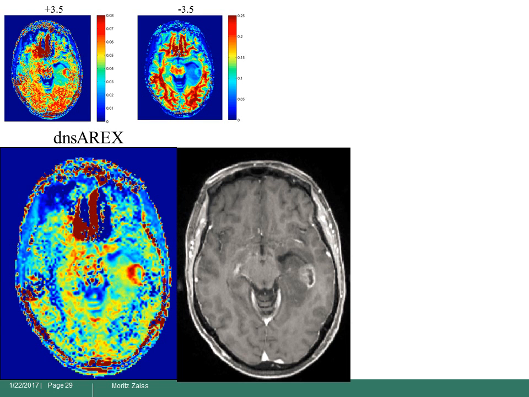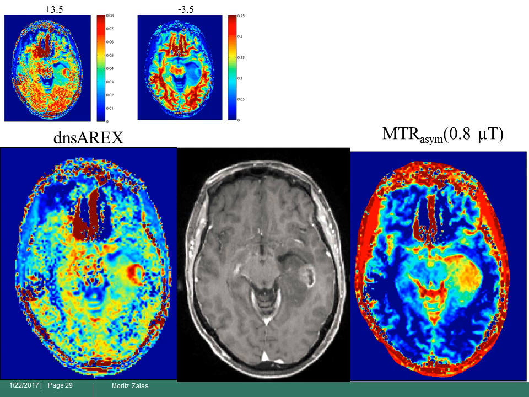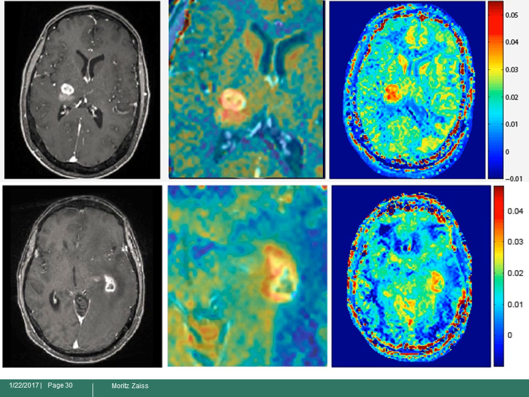And what we then saw in tumors, so we used these two contrasts, and now we calculate this new downfield-NOE-suppressed AREX, downfield-NOE-suppressed amide-CEST. We get a very interesting contrast, which was very similar to the gadolinium uptake in this patient, and if you compare it to the MTR symmetry, we think we get a much more interesting image here. And we saw this really in 10 of 10, so this is number 11, but in the other 10 patients we also saw very similar structures in all the tumor patients.